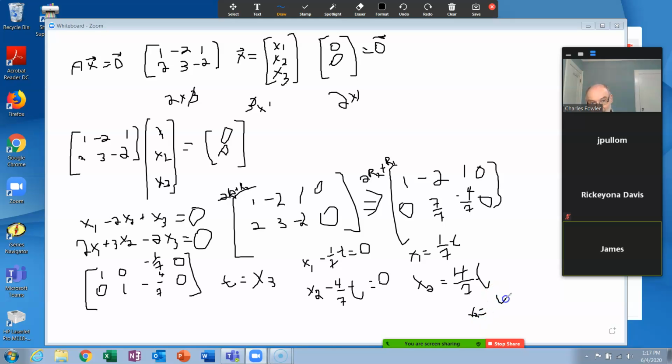Now, I'm going to make life just a little easier. Let's just assume that t is equal to 7. Okay, let me just finish this real quickly. What if rather than t we said 7t? Let's let 7t equal x3. Then you'd have a 7 everywhere, so then you would have t, 4t, and 7t.